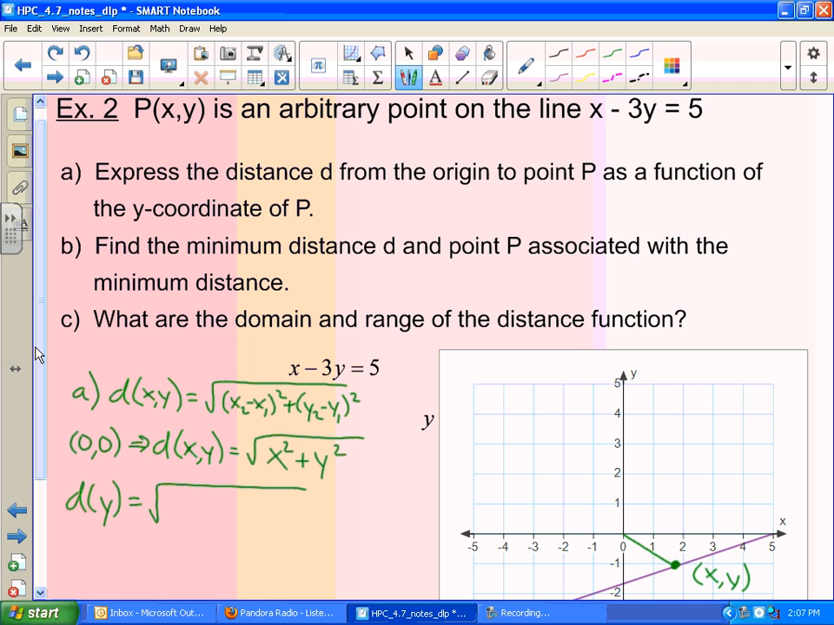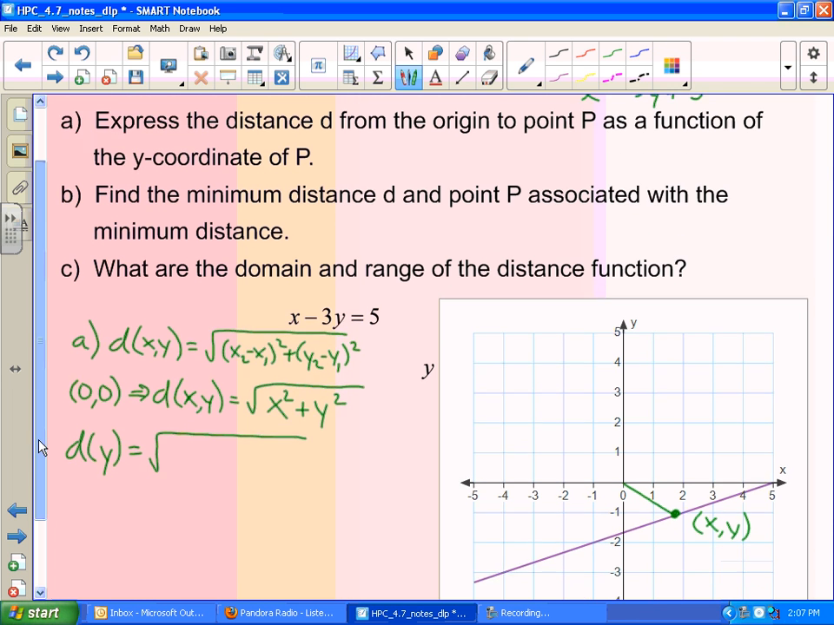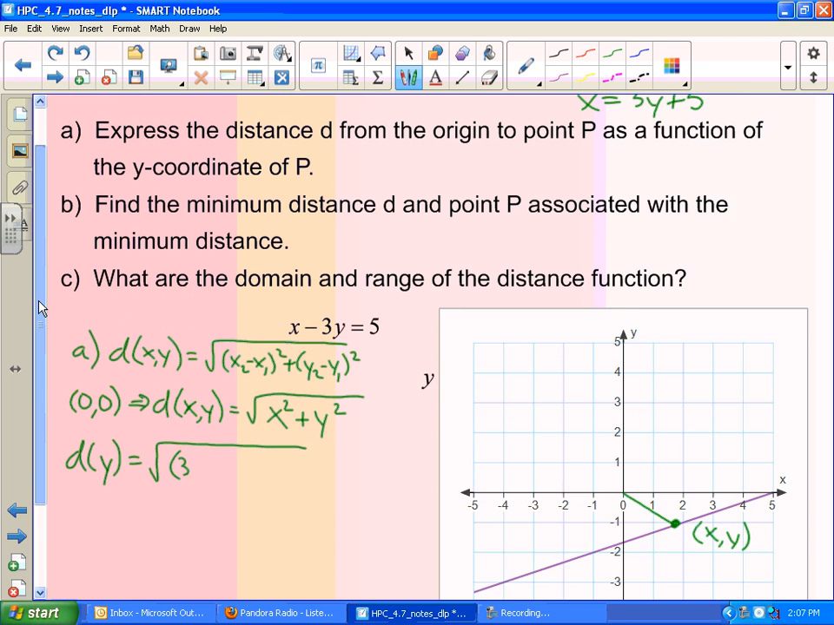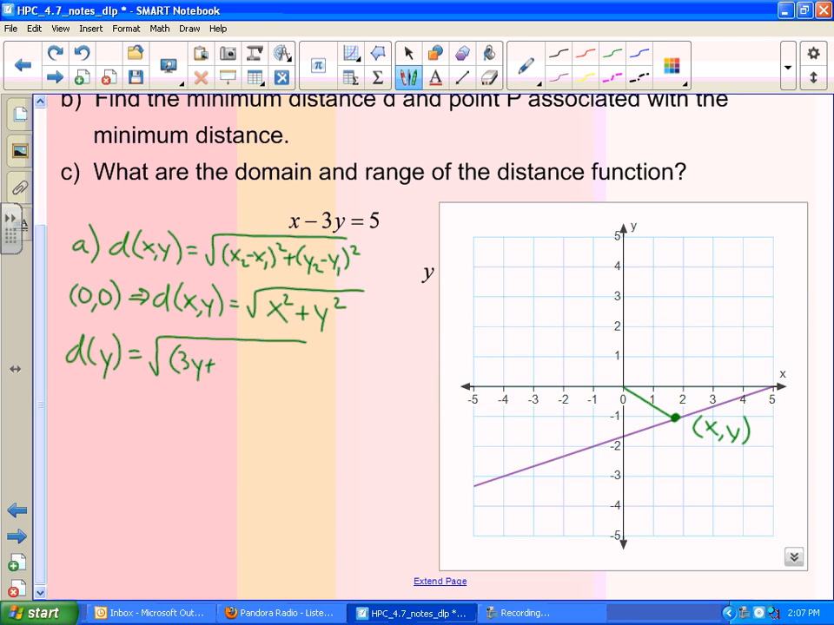Great idea. Did you guys catch that? Take the equation of our line, x minus 3y equals 5. Solve it for, what are we going to solve for, x or y? Good. We're going to solve for x because we want to replace x's with y's. So we solve it for x, and we get x is equal to 3y plus 5. And then now that becomes the x coordinate that I need to plug in down here in my distance formula. So now this becomes 3y plus 5 squared, there's my x squared, plus y squared.